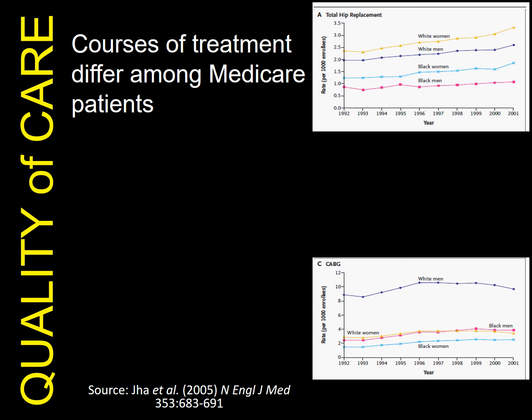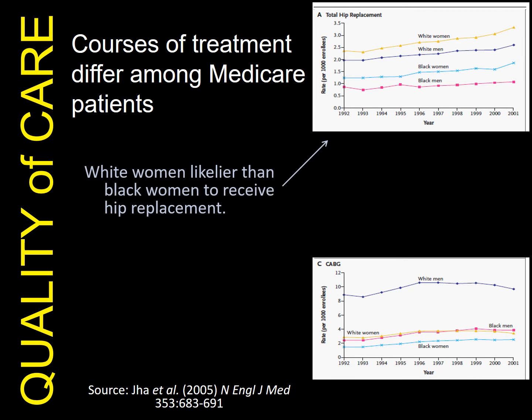Here's another example of quality of care differing by race. Turns out that the courses of treatment differ among Medicare patients. So these are all patients with identical health insurance. They're all using Medicare. If we look at hip replacements, that's in panel A, the one at the top. This is the number of hip replacements in different groups of people, and we see that white women were likelier than black women to receive a hip replacement in all of these years.